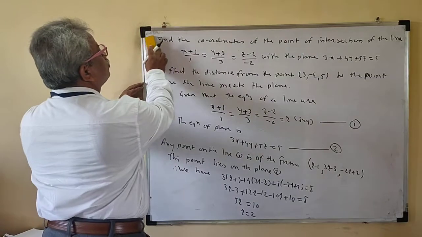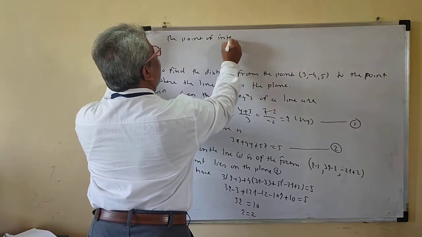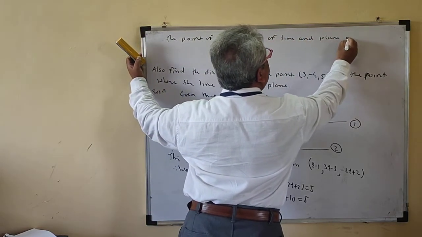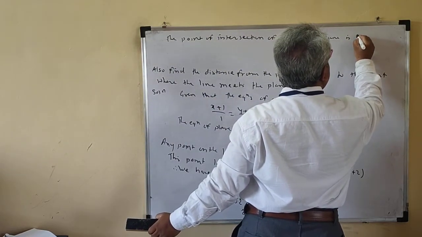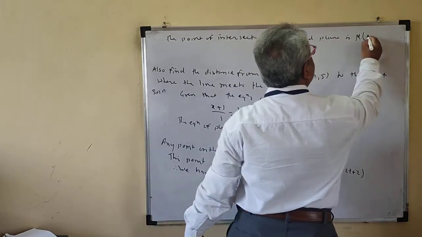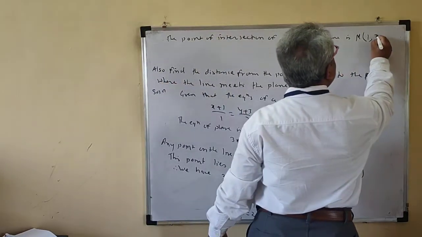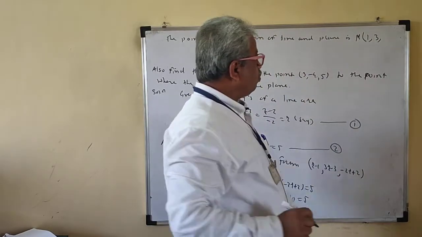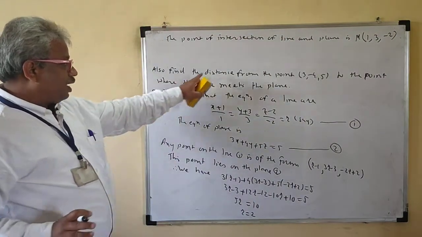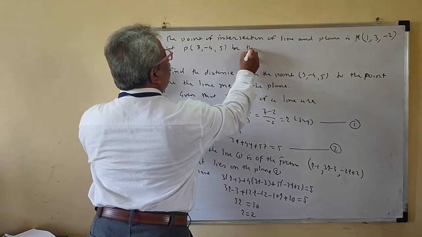Therefore the point of intersection of the line and plane, suppose this is M. I have to put r = 2 here. So 2 - 1 is 1. Then 3 times 2 is 6, 6 - 3 is 3. Then -2 times 2 is -4, -4 + 2 is -2. So we get the point of intersection M(1, 3, -2). Now also find the distance from the point. Let P(3, -4, 5) be the given point.